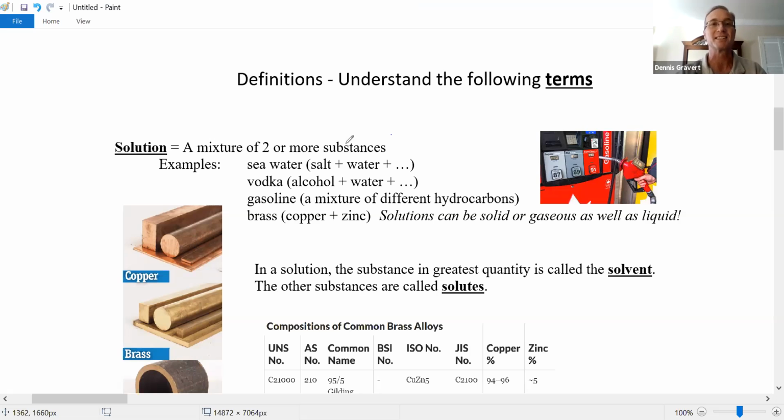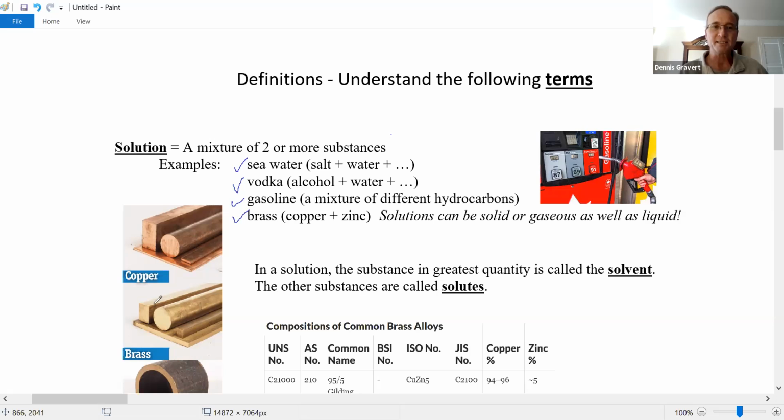That's a solution. So you've got typical things like seawater. That has water and salt and a bunch of other stuff. Alcoholic beverages, there's alcohol in there with water and other things that give it its flavor. But gasoline, there shouldn't be any water in there. Gas that you pump in the car is actually not one compound, it's a mixture of a whole bunch of different hydrocarbons, molecules containing carbon and hydrogen.